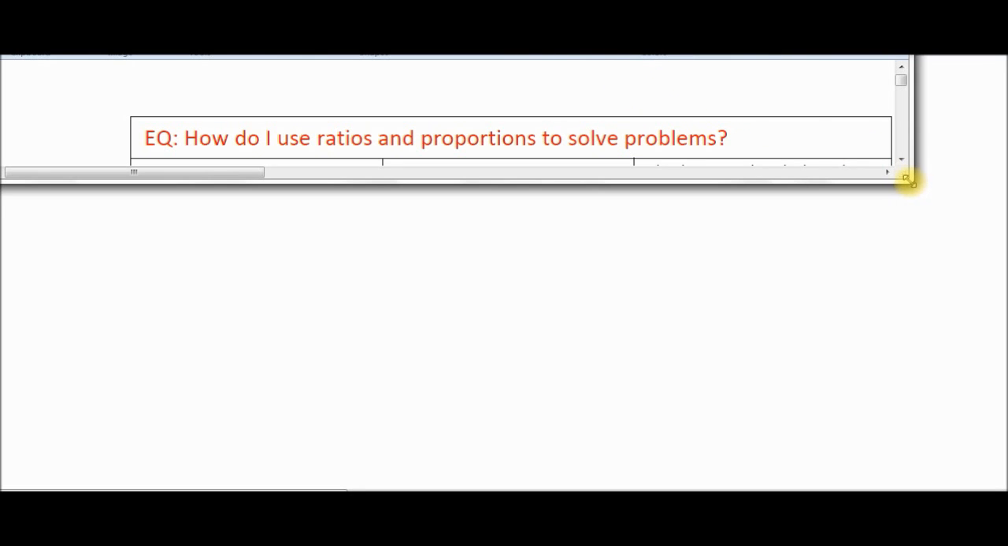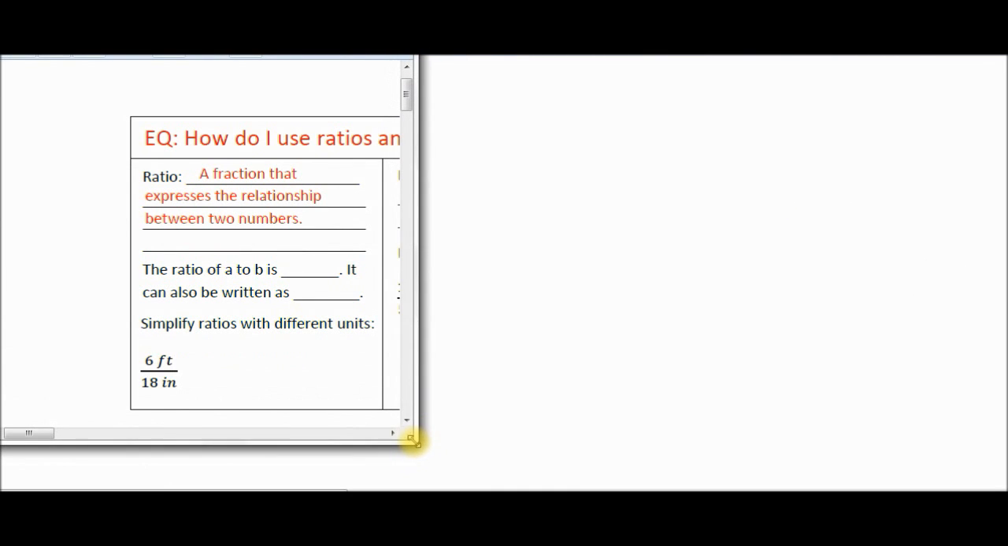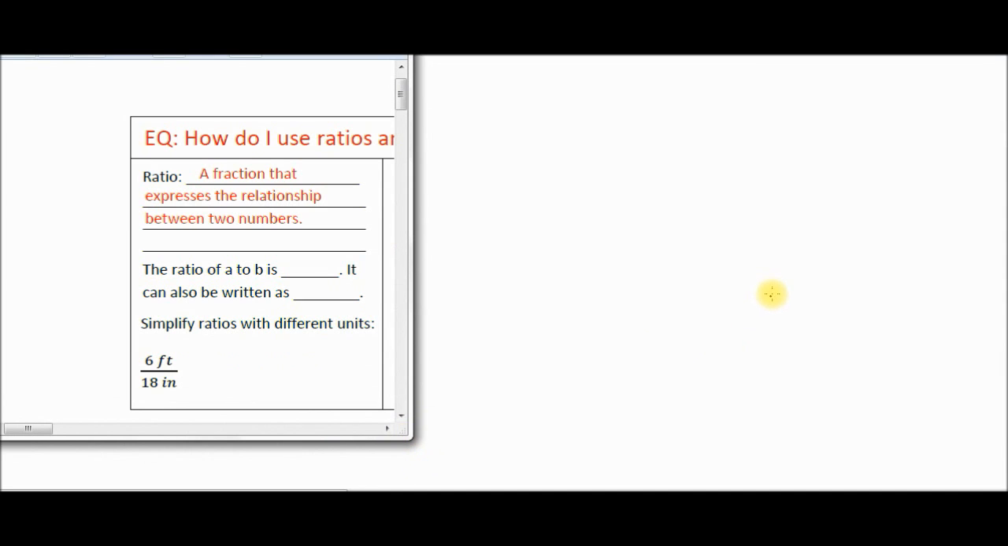First thing we have to do is define some things. Let's go ahead and define what a ratio is. A ratio is a fraction that expresses the relationship between two numbers. Basically a ratio is just a fraction that expresses the relationship between two numbers. And below this definition, we have a sentence here that says the ratio of A to B is the fraction A over B.